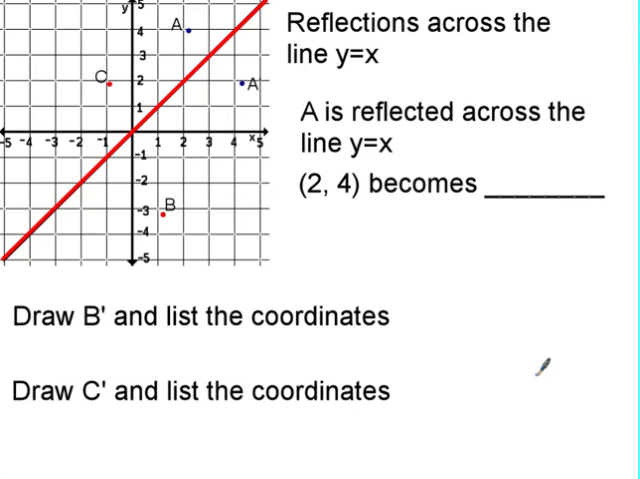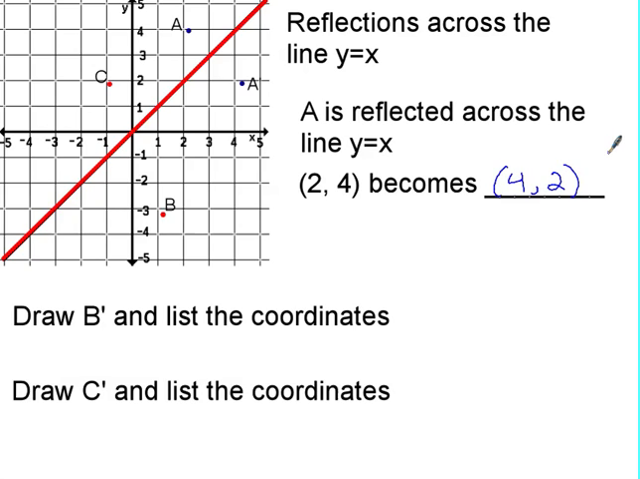Okay, reflections across the line y equals x. So the red line is the line y equals x, and if you look at A and A prime, they should both be the same distance from that line. It's pretty simple. If you look at the values of A, one is over 2 up 4, the other is over 4 up 2. So the basic rule here is that the x and y just switch. So our new point is 4, 2.